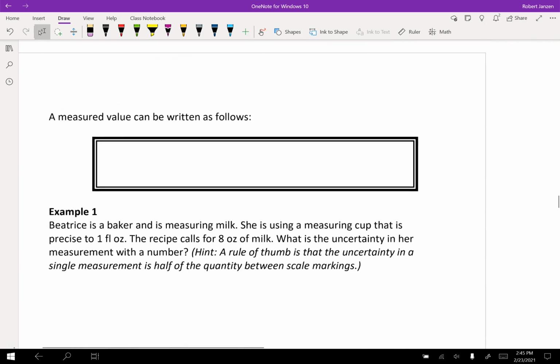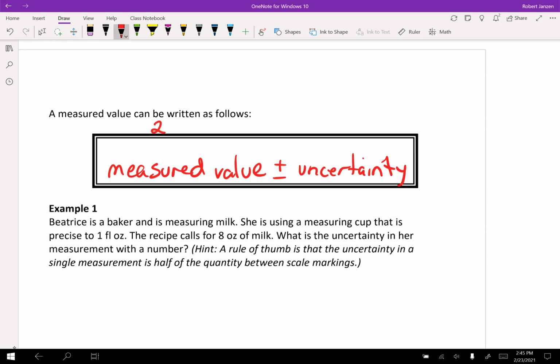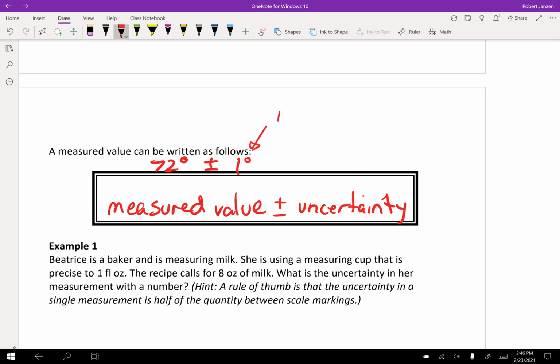Okay? So let's see if we can go a little further here. A measured value can be written as follows. I'm going to give you an example right away, but it's the measured value plus or minus the uncertainty. So let's deal with that one we just had. The measurement value was 72 degrees. We measured with that thermometer, it was 72 degrees plus or minus 1 degree. This is half of the precision, and our precision was 2 degrees.